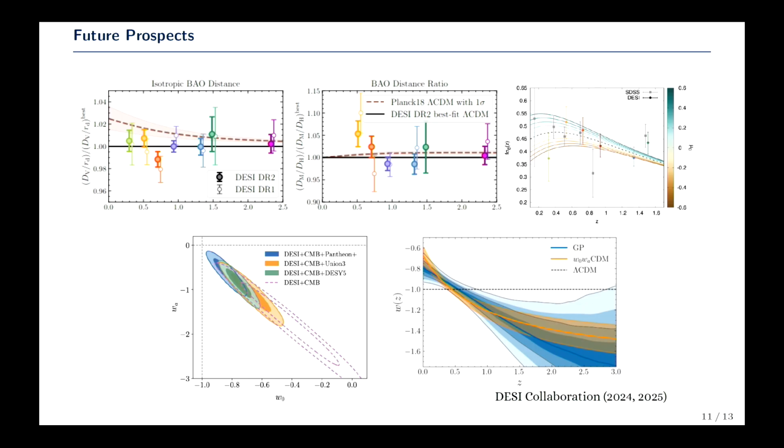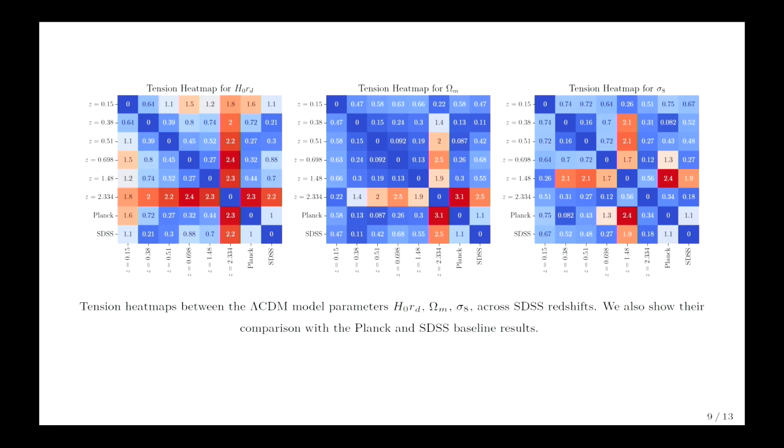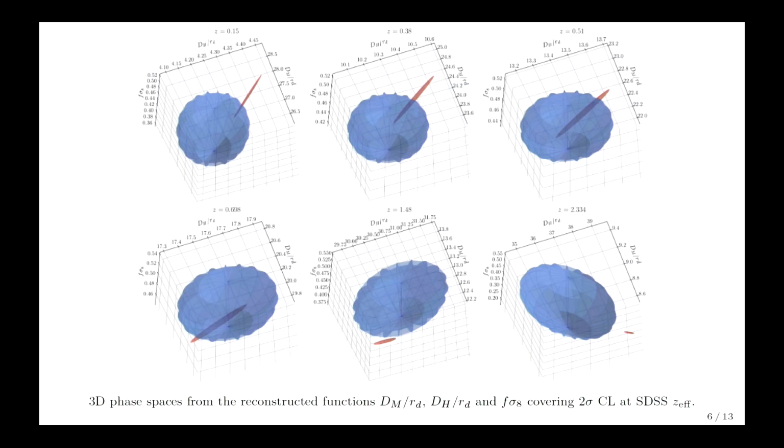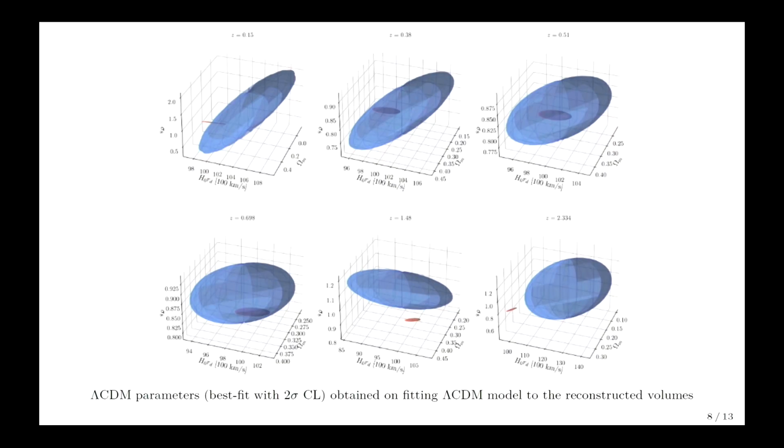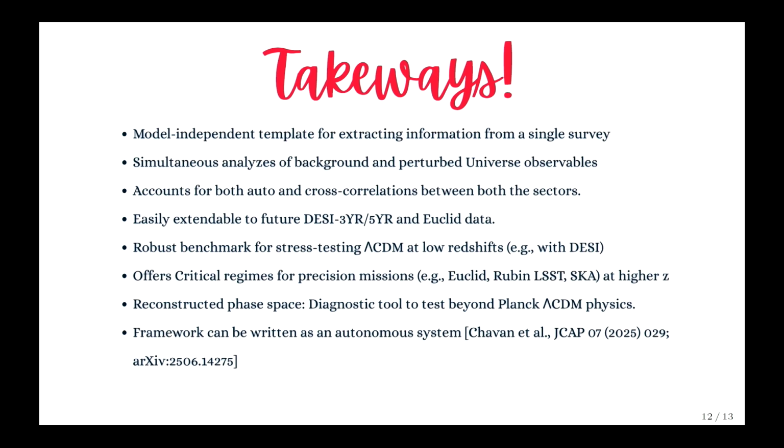So, if we try to do our analysis on the DESI full shape data, and probe these reconstructed phase volumes, we will find that the correlations change in between. The nature of change in correlation which has been observed here will become more prominent at these redshifts. So, this framework can be used as a diagnostic tool to test beyond lambda CDM physics for the next generation, future DES 5-year data and also the upcoming Euclid data.